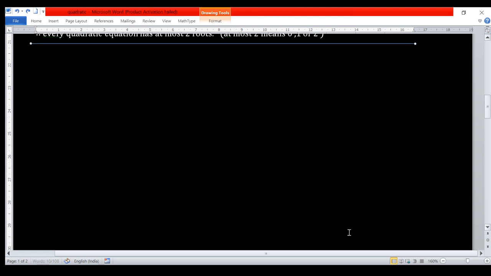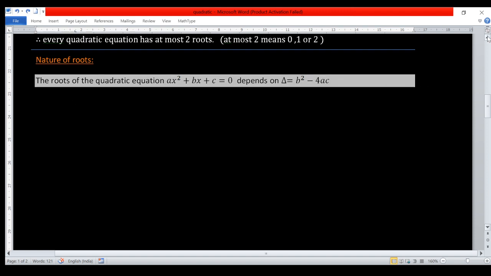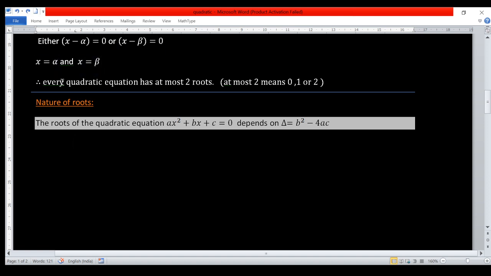Nature of roots. For the quadratic equation ax square plus bx plus c equal to 0, it depends on delta is equal to b square minus 4ac. Suppose we find two roots, x is equal to alpha and x is equal to beta. Once you get the two values alpha and beta, you have to stop finding roots of the quadratic equation, because it will have at most two roots only. So no need to try any other numbers. Before that, we can study the nature of roots, that is, which numbers we can try as roots of the equation. That's the discussion taken under nature of roots.